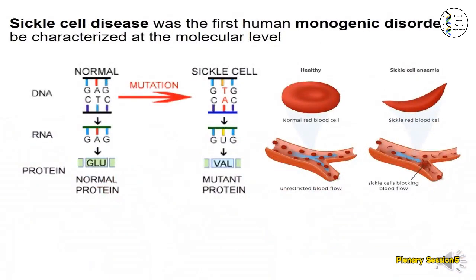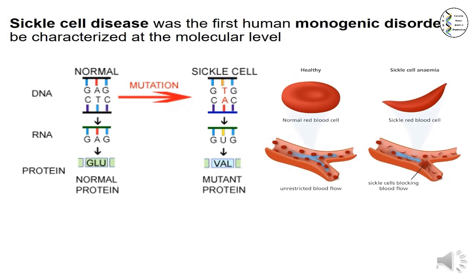So sickle cell disease was actually the first human monogenic disorder to be characterized at the molecular level, and this is just a schematic diagram that illustrates how the point mutation occurs in sickle cell disease. So at the beta globin gene, at the 6th position where you have adenine, there is a point mutation at this position. Instead of having adenine, you end up with thymine, and as a result, instead of having glutamic acid amino acid, you end up with the valine amino acid.